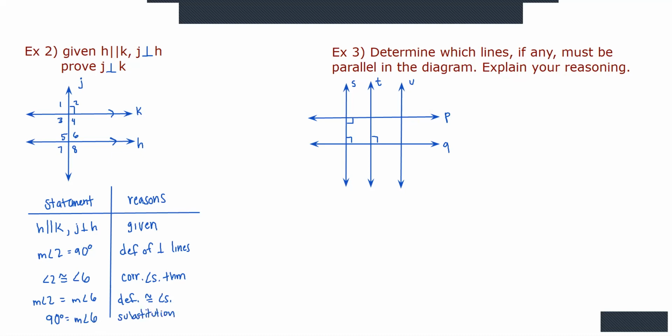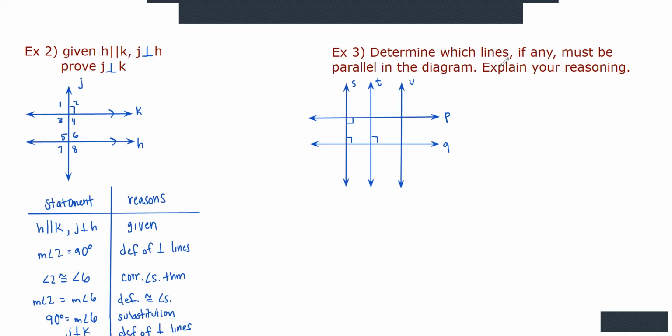Now using substitution, we can change this measure of angle 2 to 90 degrees. And at the very end, we can prove that J is perpendicular to K because of the definition of perpendicular lines. We just proved that angle 6 is 90 degrees. So if this is 90 degrees, then J and K must be perpendicular.